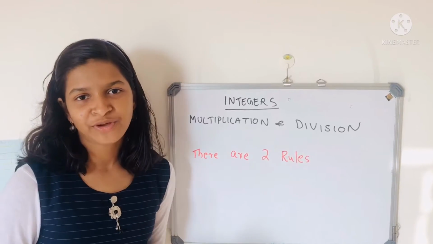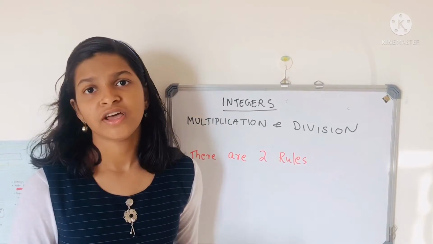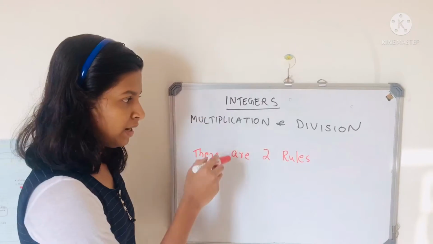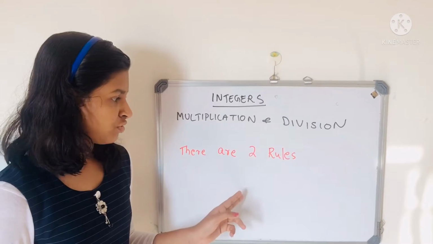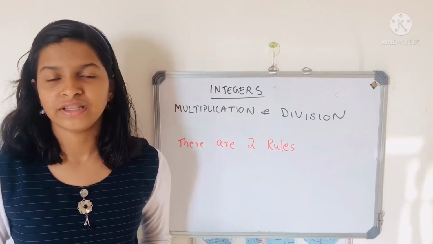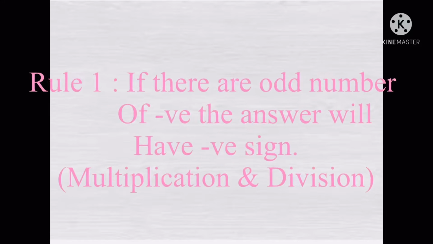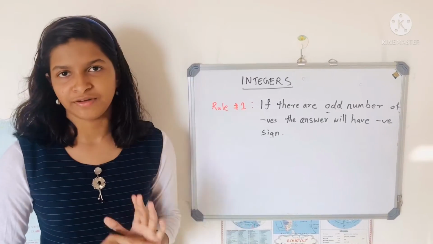In the previous video we learned about addition and subtraction operations of integers. Today we are going to learn multiplication and division operations of integers. There are two rules, and we are going to learn them using examples. Multiplication of integers is very simple.